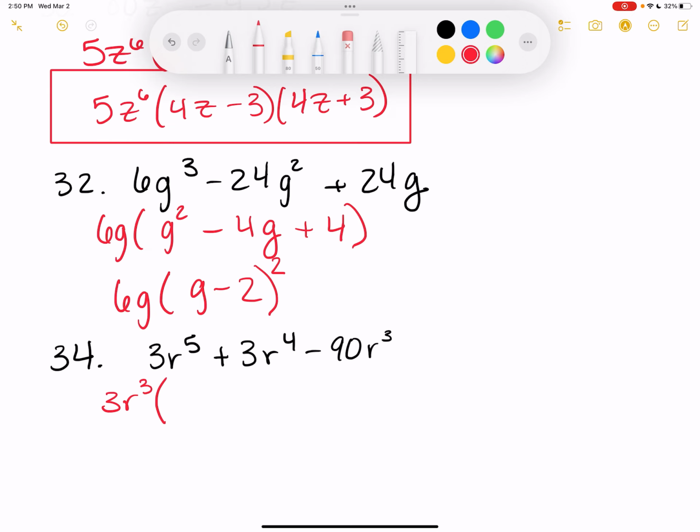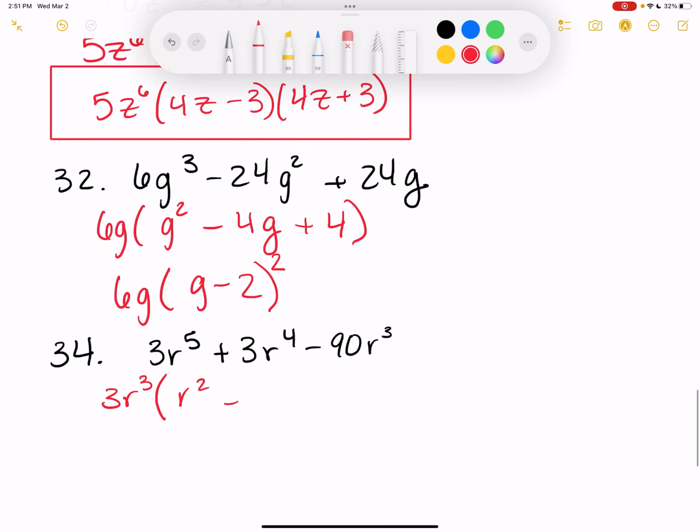Wait, what? So that leaves you r squared plus r minus 30. Excuse me, young man, are you eating in my class? No r. I took all the r's away.